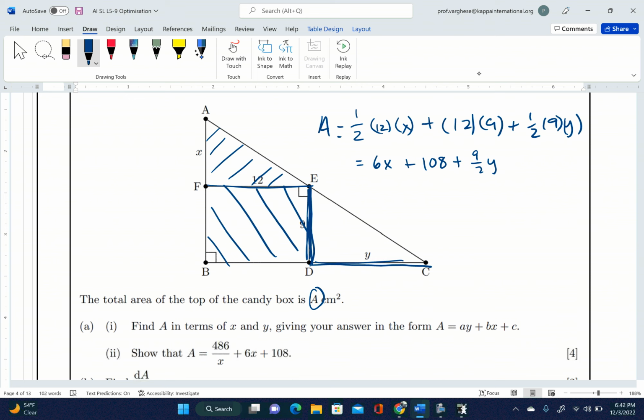Okay, so next thing we're going to do is it says show that A is equal to this lovely function right here. So we already found out what A is. Okay, so we have the 108. The 108 is there. We have the 6x. And we are looking for the last part, which is that this is the same thing as 486 over x.